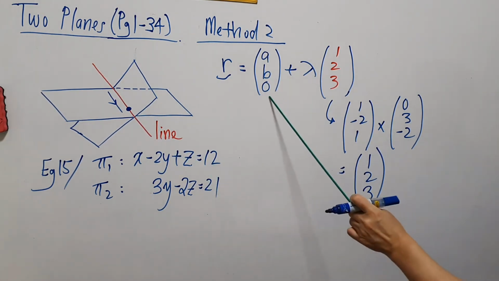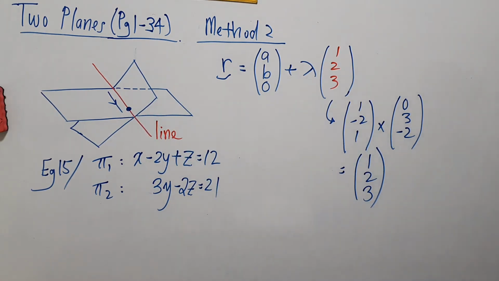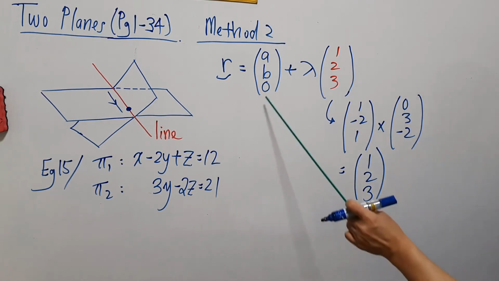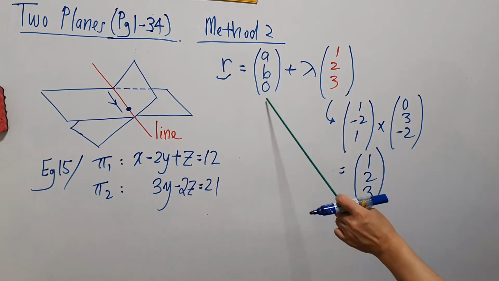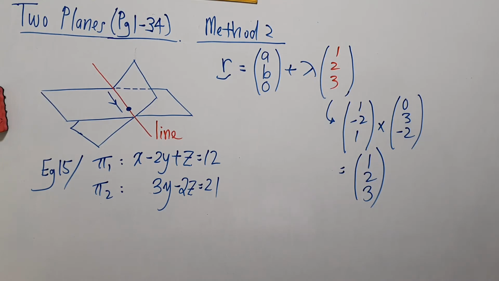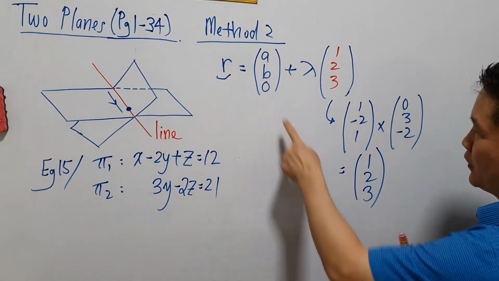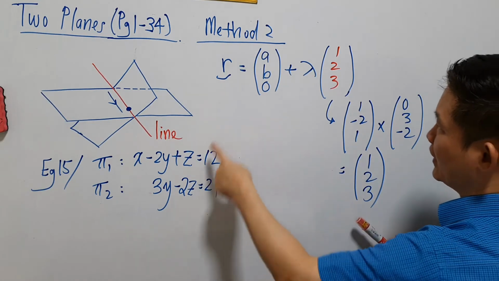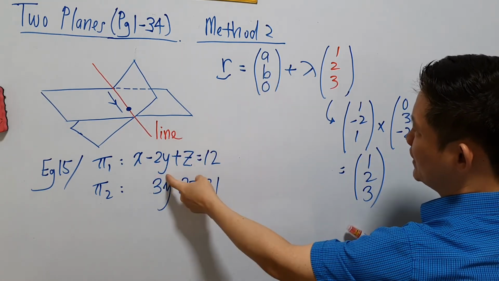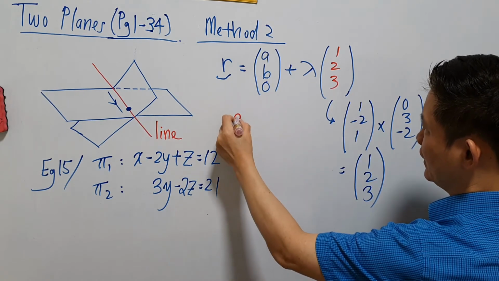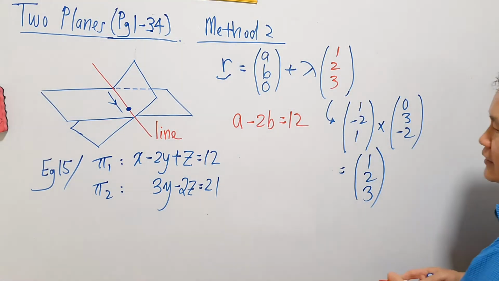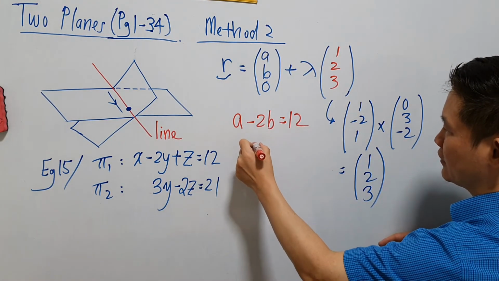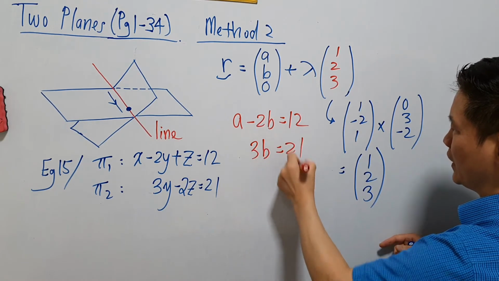And because this point is on this line, this point therefore is also on this plane, and also on this plane. So what can you say? You therefore say that this point will satisfy this equation. If I put this point inside this equation, my x is A, my y is B, my z is 0. I get A minus 2b equals 12. Likewise, I put this in here, I get 3b equals 21.